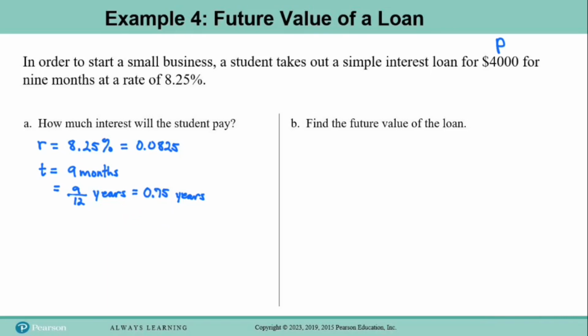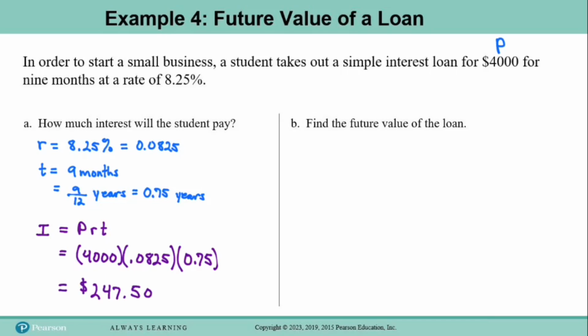Okay, now we're ready for our formula. And so since they are asking for just interest, we need to use the I equals PRT formula. So that's the formula that calculates just the interest. And that's going to be the $4,000 times 0.0825 times 0.75 for an interest of $247.50.